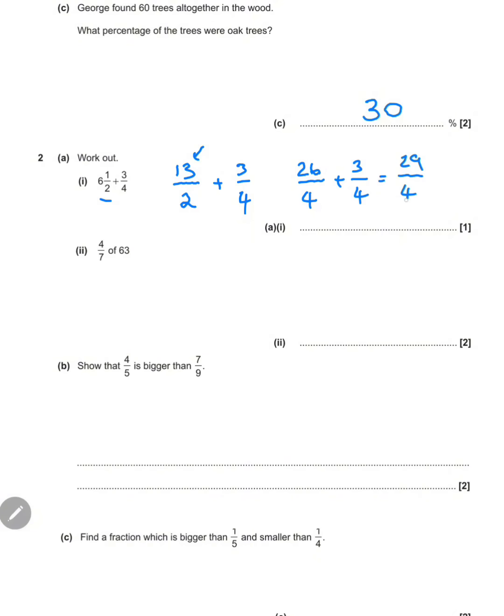I'm quite happy to leave it in that form. It doesn't say simplify, so that would get full marks. It is only a 1 mark question. If you do want this as a mixed number, well, we're just going to count up in 4s, and 4 7s are 28, so that would be 7 1/4.